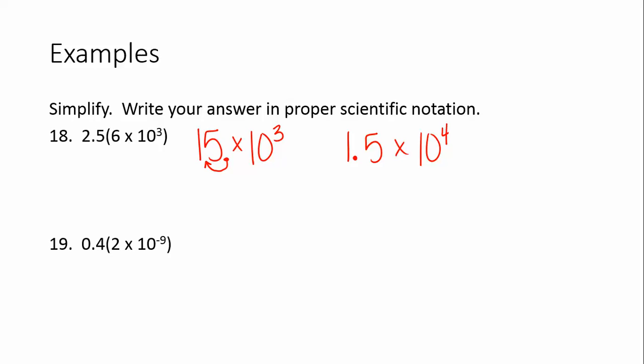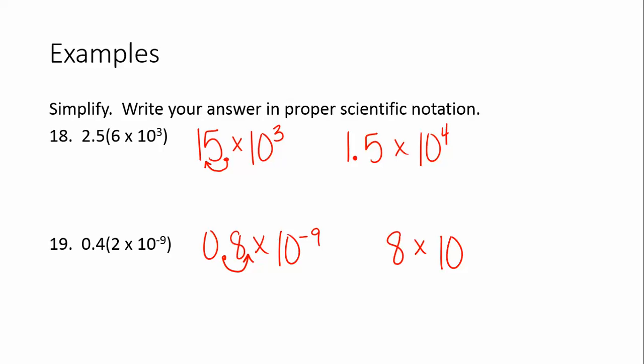Number 19, we have 0.4 times 2 times 10 to the negative 9th. So we do 0.4 times 2, and that gives us 0.8 times 10 to the negative 9th. And again, this number is not in proper scientific notation because 0.8 does not fall between 1 and 10. So we want to move the decimal place this time to the right to make it 8.